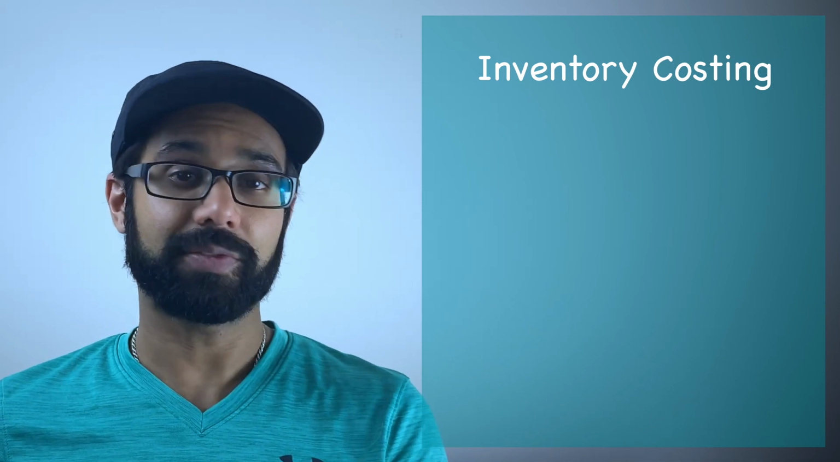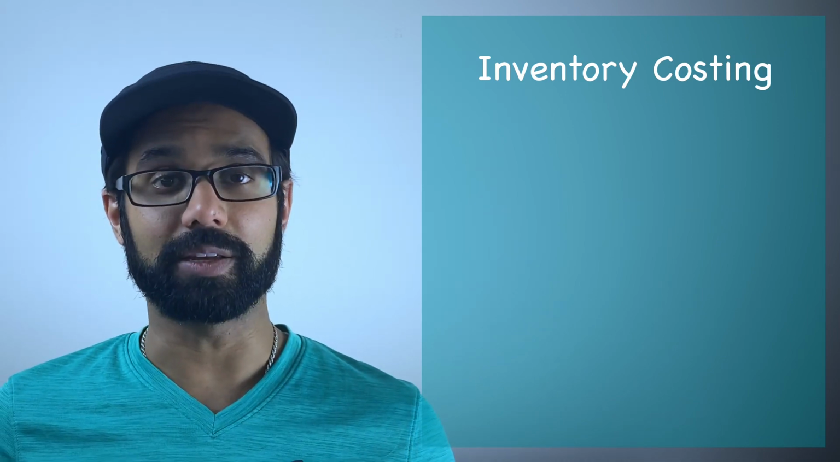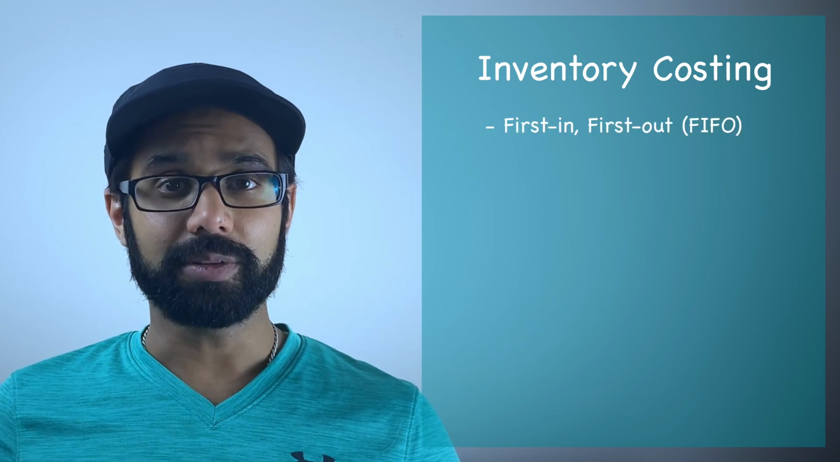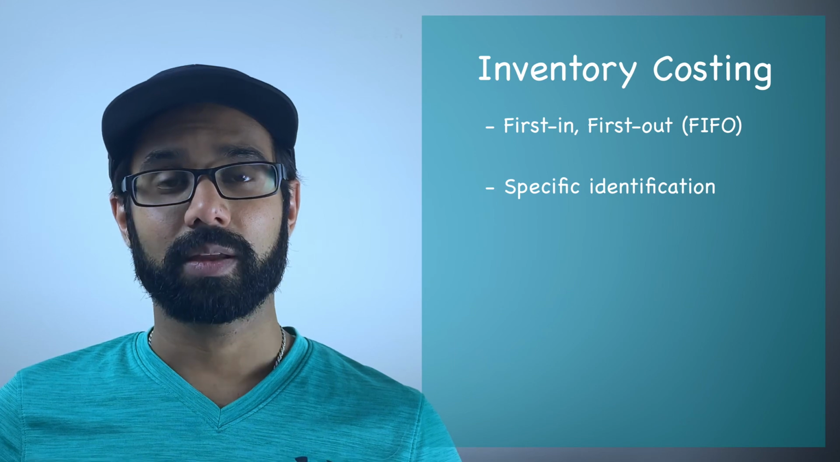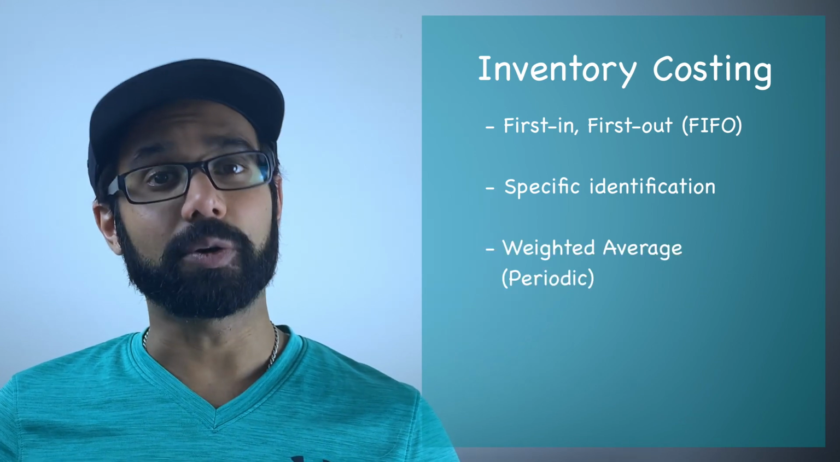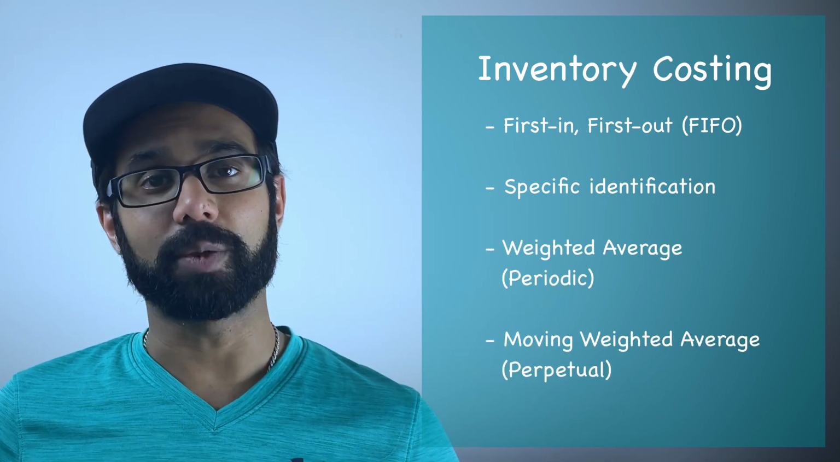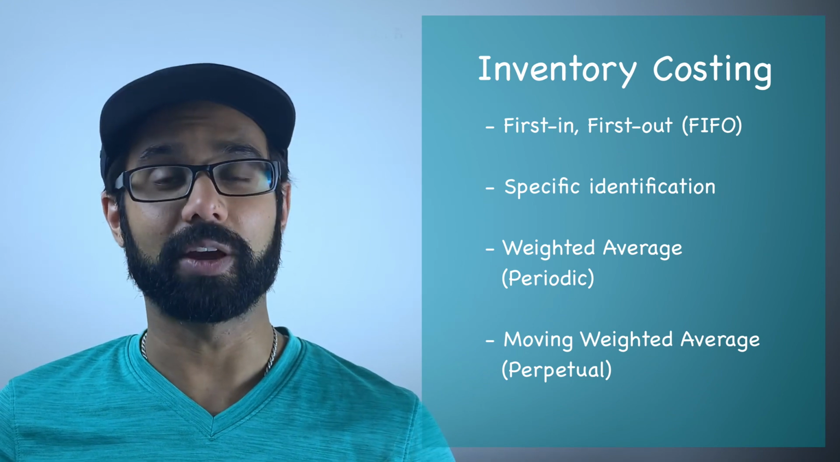There are three different types of costing assumptions that we can use: first in and first out, otherwise known as FIFO, specific identification, or a weighted average or moving weighted average, depending on whether we're using a perpetual or periodic system. Let's take a look at each of these three types of costing assumptions.